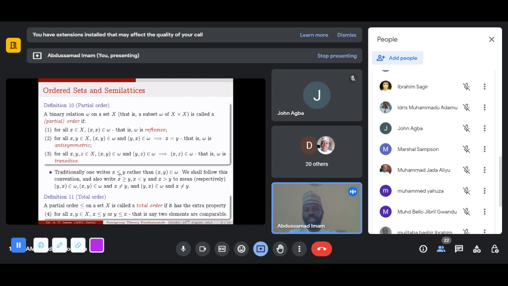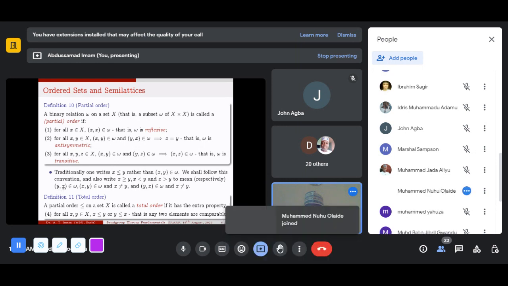And if they are not numbers, you cannot think of this as less than or equal to. It is just a relation. We say x is related to y under the relation less than or equal to. So this is a symbol used to denote a partial order relation, just like a standard symbol that we are going to adopt. So we shall follow this convention and also write x is greater than or equal to y to mean what? To mean y is related to x.